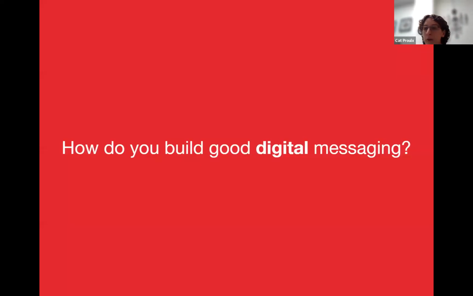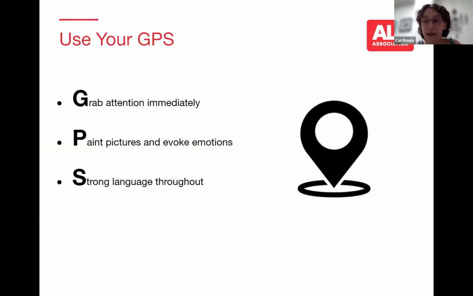So let's talk about building good digital messaging. Digital messaging can feel and look different than talking with someone in person. You usually have less room. It might not have a visual attached to it. It might just be text on a screen. So when you're creating digital messages, use your GPS. You want to grab attention immediately. You want to paint pictures and evoke emotions with your words, and you want to use strong language throughout.